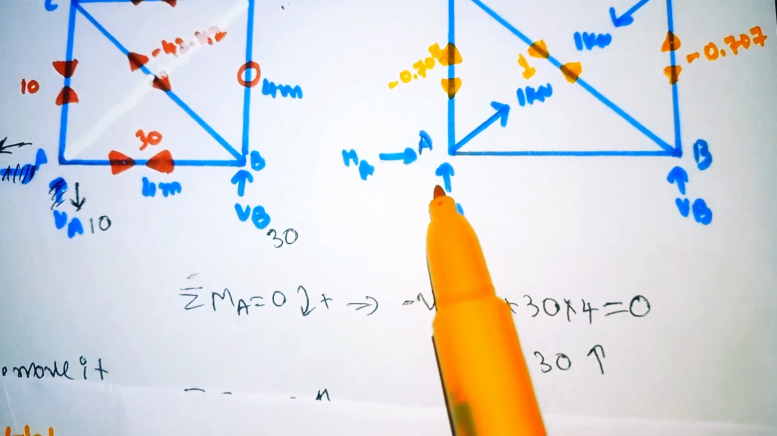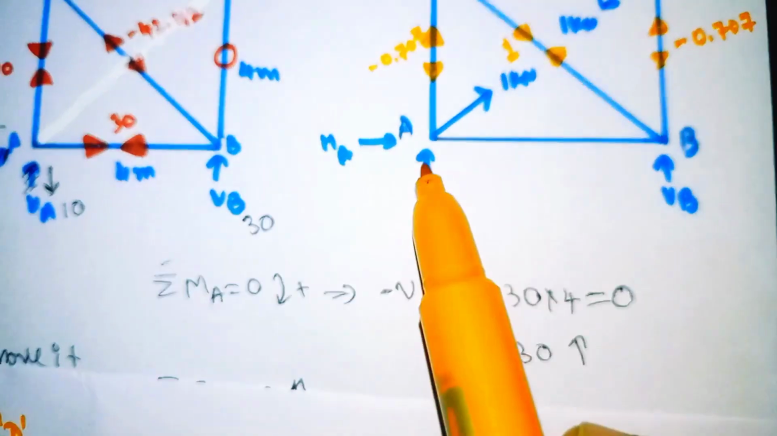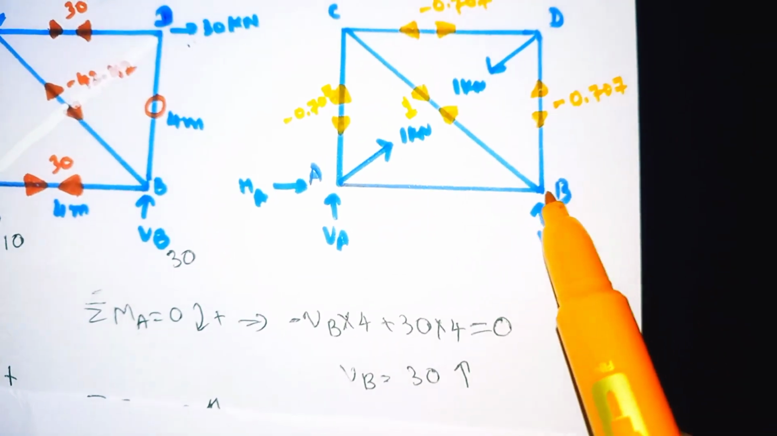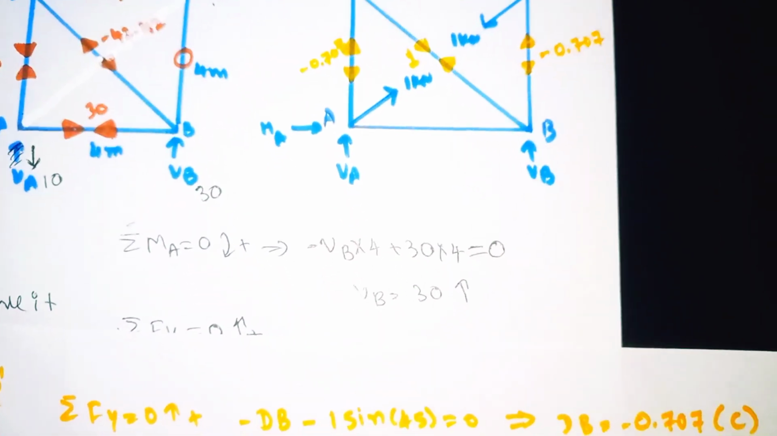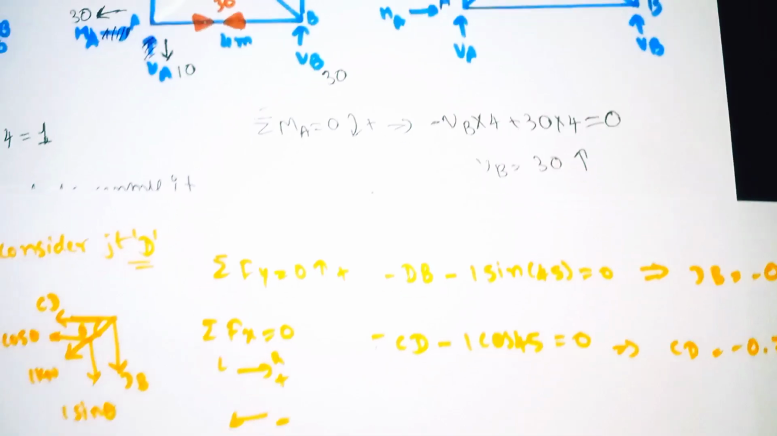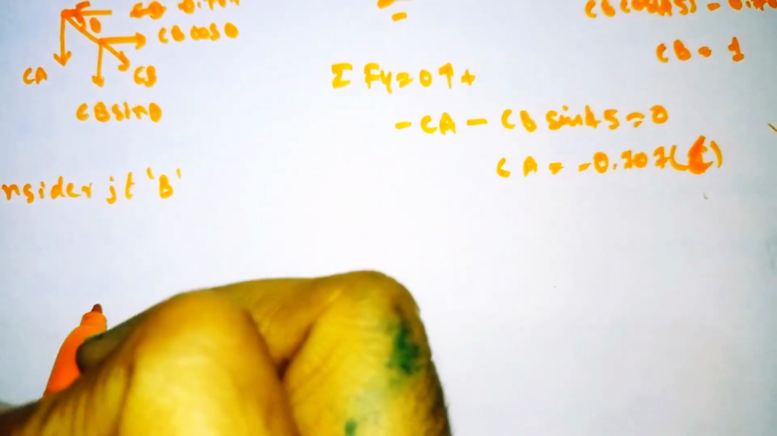Now here at joint A, 2 knowns are there and still 3 unknowns are there, so we can't take it. But when it comes to joint B, we have 2 unknowns here, so we can take it. So now I consider the joint B. I will draw the diagram here.